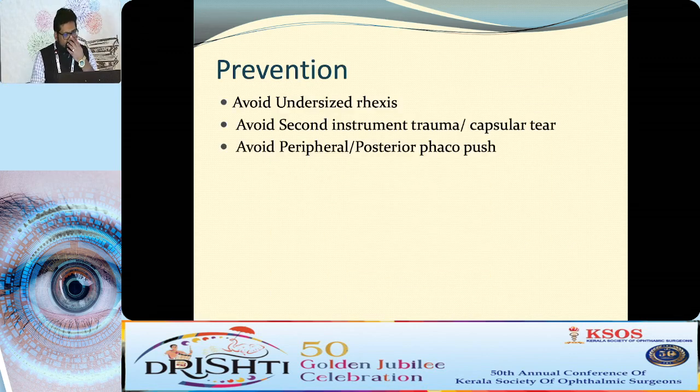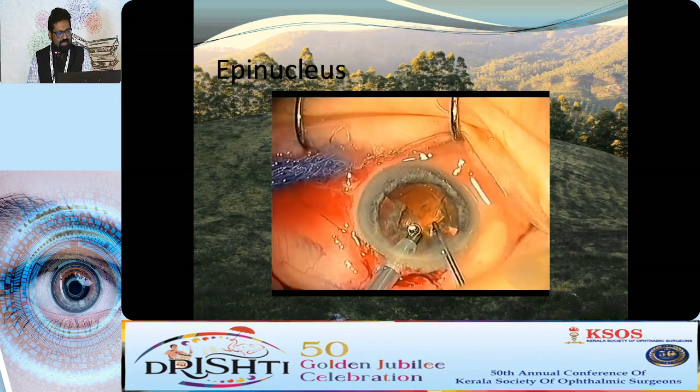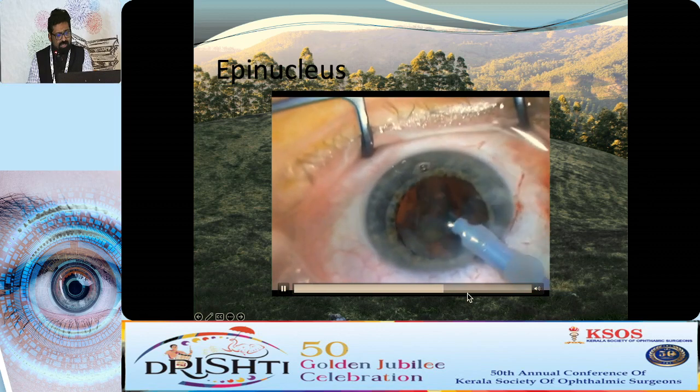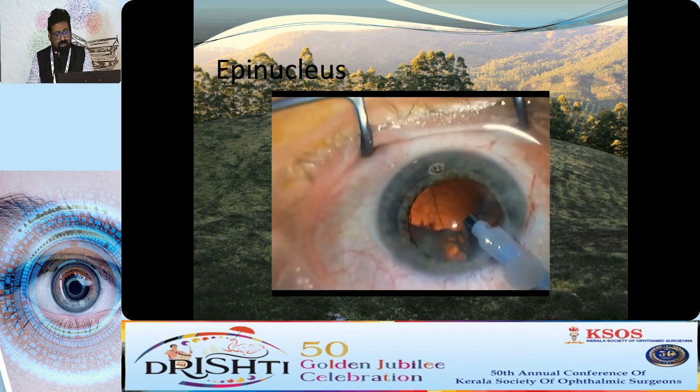And to avoid an undersized rhexis, try preventing second instrument trauma and avoid a peripheral phaco push in the periphery. And in late phaco, it is because of your settings, post-occlusion surge, aggressive phaco. You can see the peripheral tear very clearly because there's nothing else. Like in this case, you can see there is a rent which has happened.